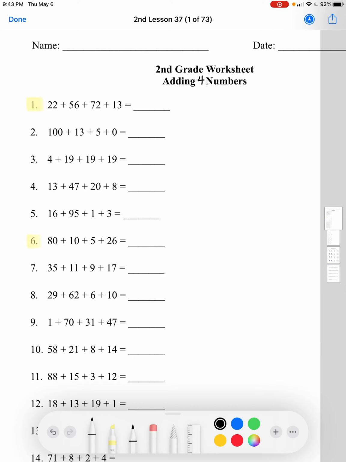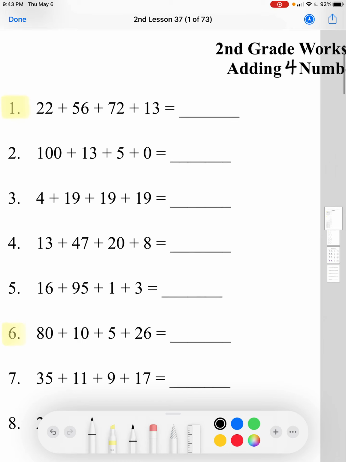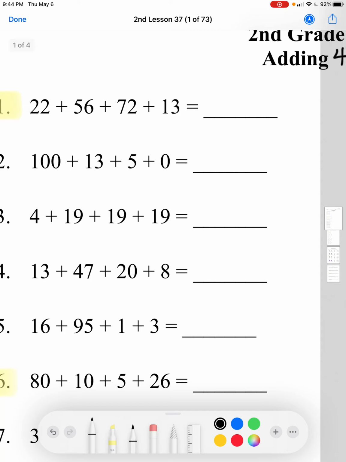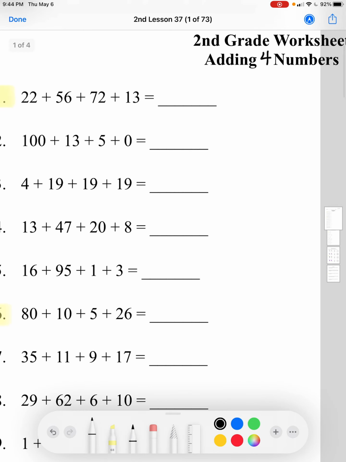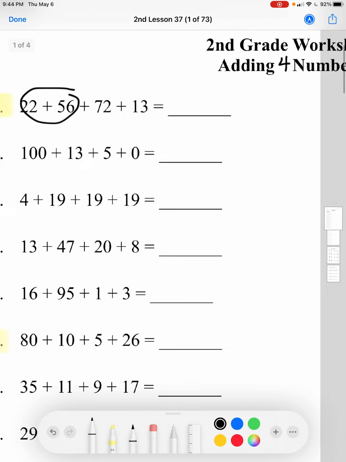And we'll start with number 1, 22 plus 56 plus 72 plus 13. You can add any 2 numbers you want if they make a 10, if that's easier for you. If you look here, none of them will make a 10. 2, 6, 2, 3, and none of the ones place is going to make a 10. You can add all of the numbers up together. We'll start with 22 plus 56 first.